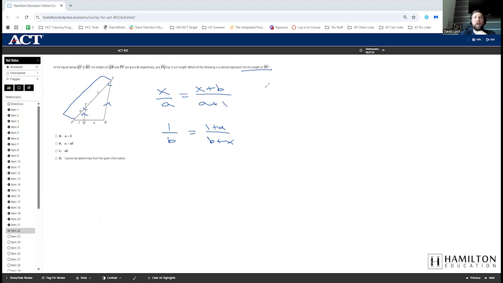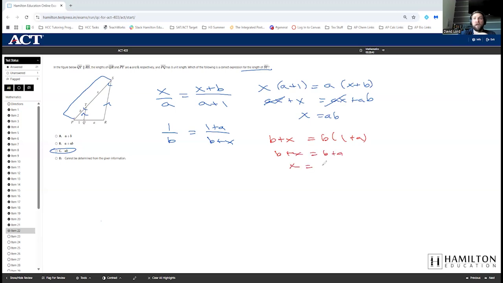So I'm going to cross multiply. So x times a plus 1 is equal to a times x plus b. That's ax plus x is equal to ax plus ab. The ax are the same on both sides, so I can subtract them. And I get x is ab, which is what we're looking for. So that would work. Would the bottom one work? Let's find out. B plus x times 1 is equal to b times 1 plus a. B plus x is equal to b plus a. X is equal to ab, or ba. So that also works. Whichever one you prefer, those would both work. So just remember to do proportional sides for similar triangles and make sure to match the corresponding proportional sides.